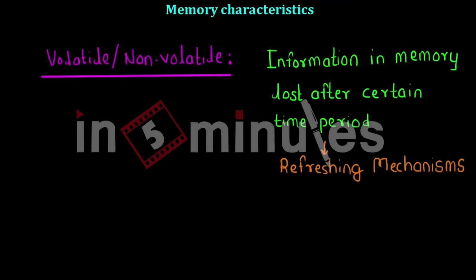That is why we need refreshing mechanisms for volatile memories. And we also require the power source for the volatile memories. The other type is the permanent storage of memories, such as ROM arrays. They are basically non-volatile and they do not lose information even if the power source is cut off.